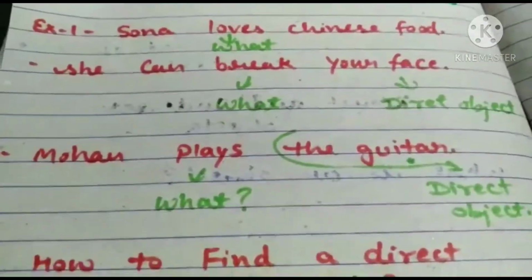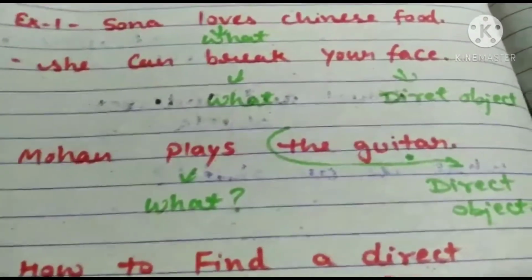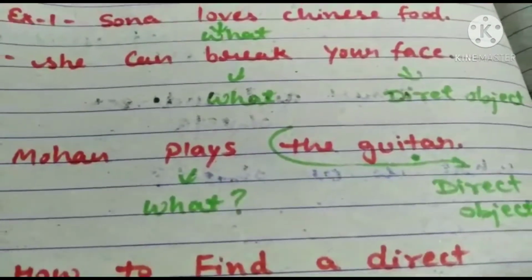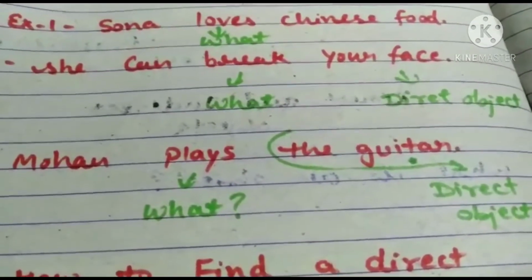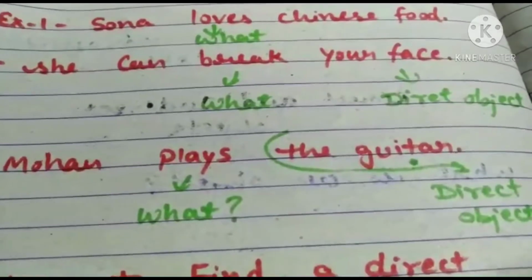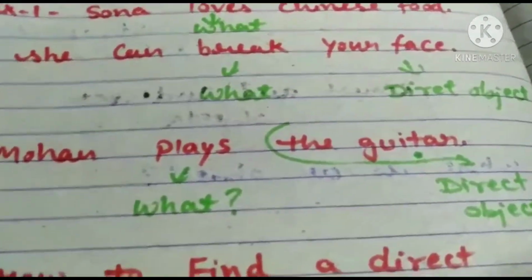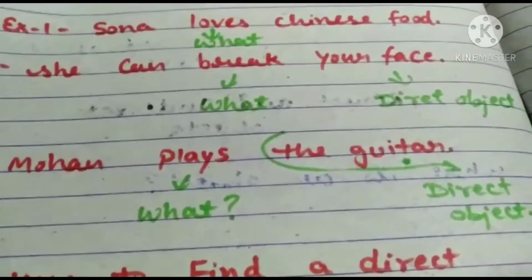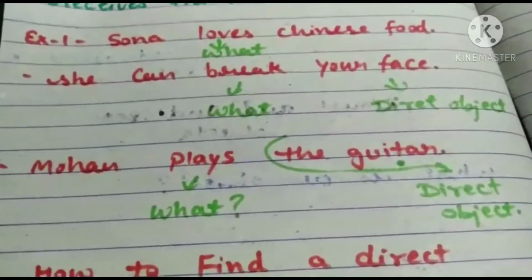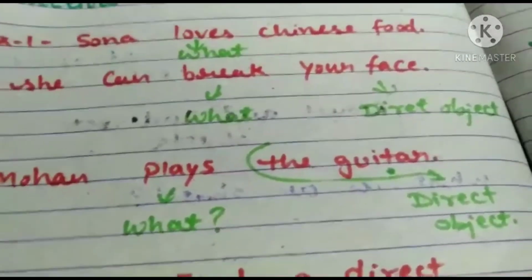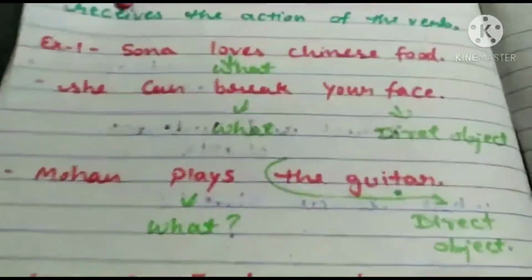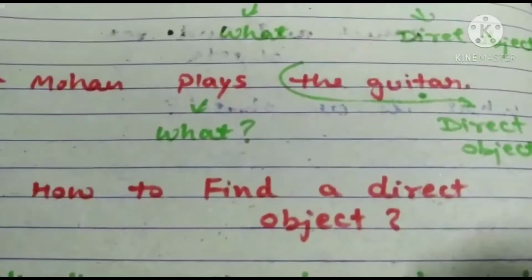Mohan plays guitar. So what does Mohan play? If you ask the question, you get the direct object, which is guitar. Alright, so guys, you got all this about direct and indirect objects. So I hope you understand.